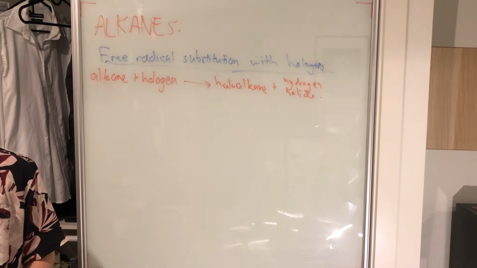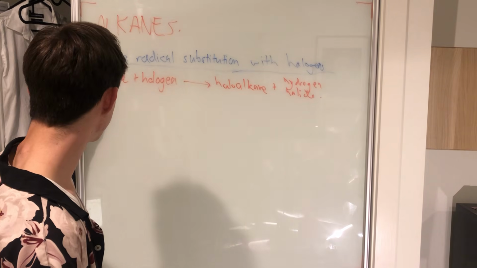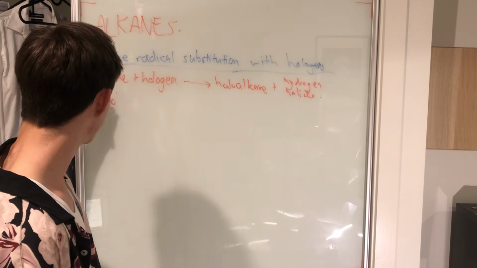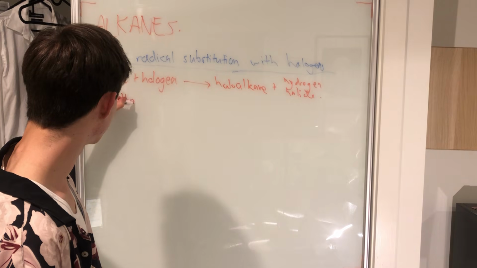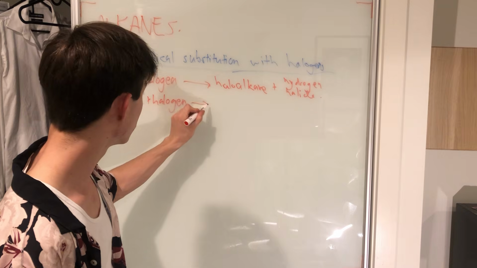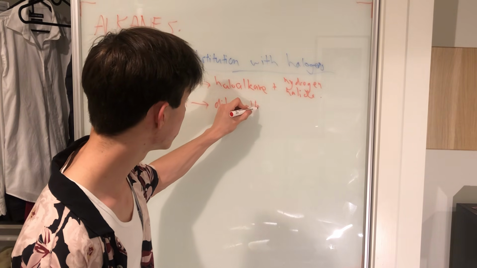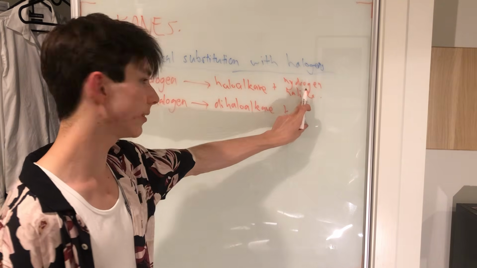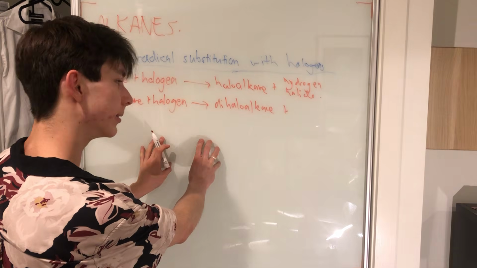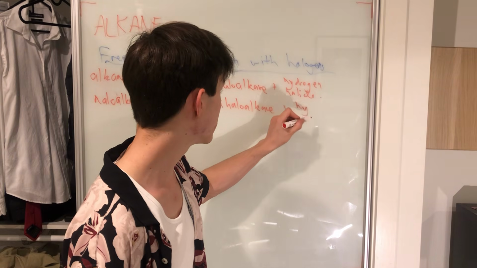And just write that one down. Haloalkane, I know this isn't technically an alkane, but it is the same reaction. So haloalkane plus halogen gives you a dihaloalkane. And importantly, there's still hydrogen halide because the other Cl atom bonds with the hydrogen that we took off the alkane.